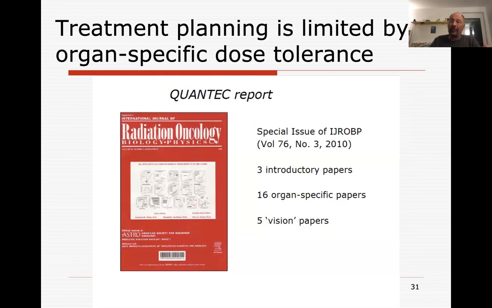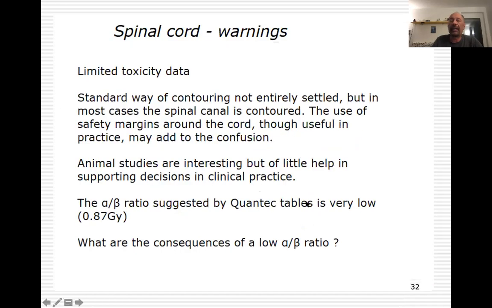Most important for doing treatment planning are the limits that you have, and these come from the organ-specific dose tolerances in one of the most appreciated reports, still used, the so-called QUANTEC report, which was published in the so-called Red Journal, the journal of the American Society for Therapeutic Radiology and Oncology. These are 16 organ-specific papers, as you see.